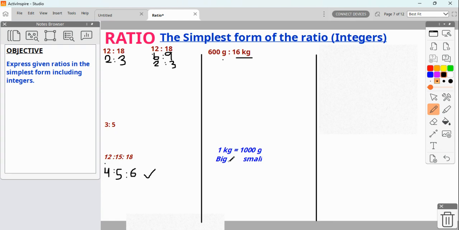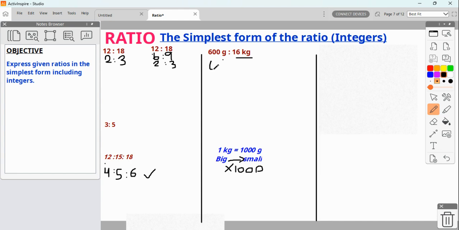So you should remember, when we convert a unit from big to small, we have to multiply. Whenever you change a big unit to a small unit, you have to use multiplication, and 1 kilogram is equal to 1000 gram. So we will multiply by 1000 whenever we want to change kilogram to gram.